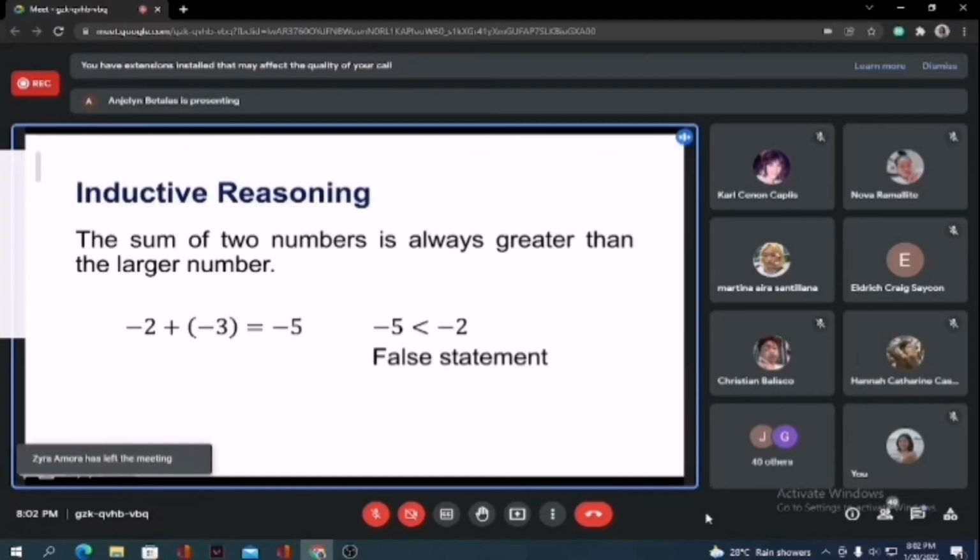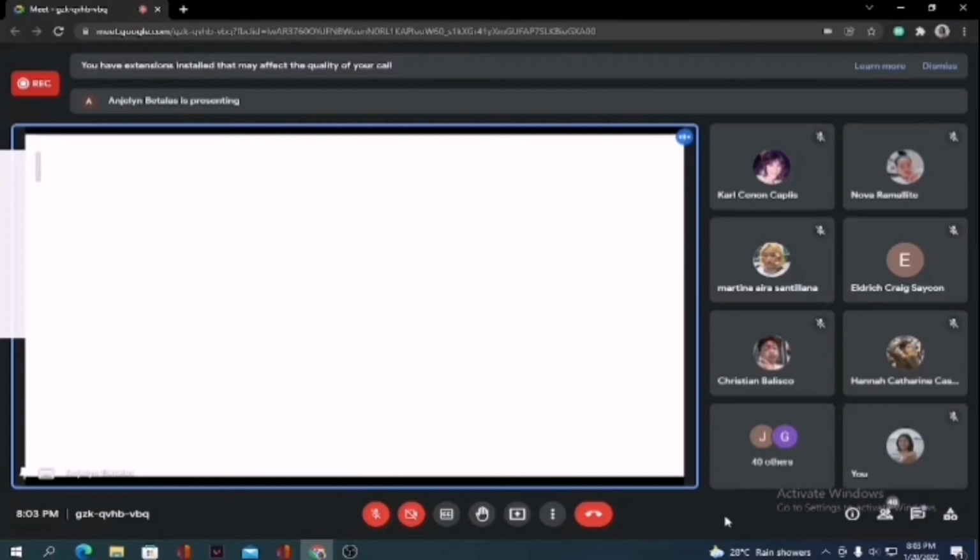Sabta na ninyo ang counterexample? Counterexample, that is an example that makes the statement false. Mga false statement.